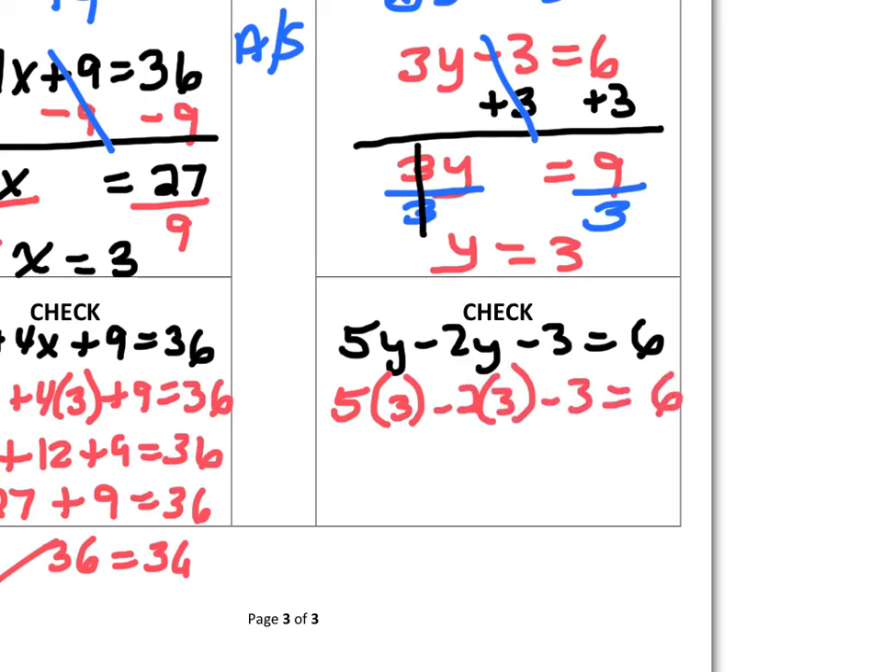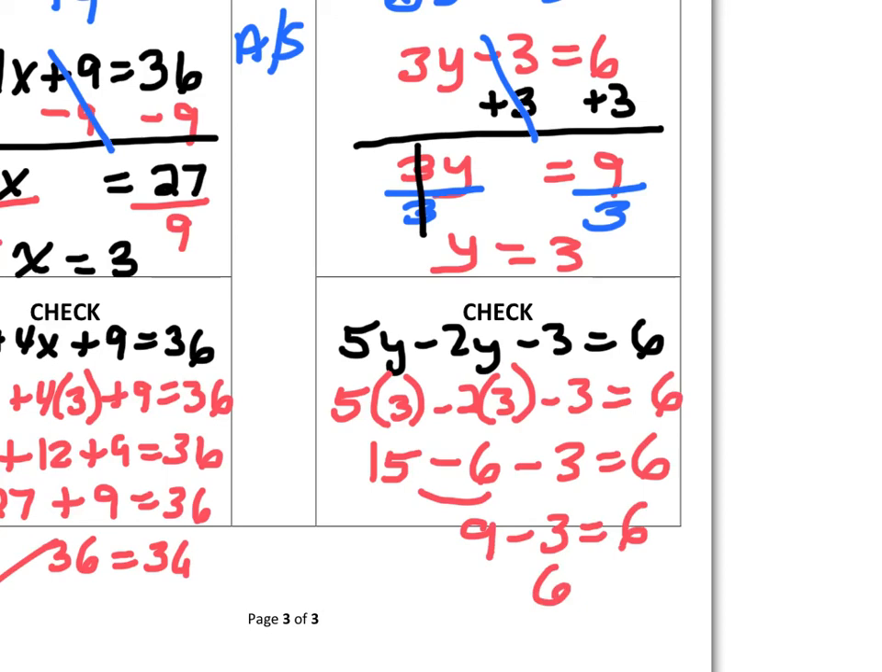Alright, order of operations. We've got multiplications going on, we've got subtraction, more multiplication. We have to work multiplication first. 5 times 3 is 15 minus 2 times 3 is 6. We're hoping this whole thing equals 6. Now we're down to subtraction. We've got to work left to right. 15 minus 6 is 9, minus 3 is 6. And 6 does equal 6. So we successfully verified our answer.